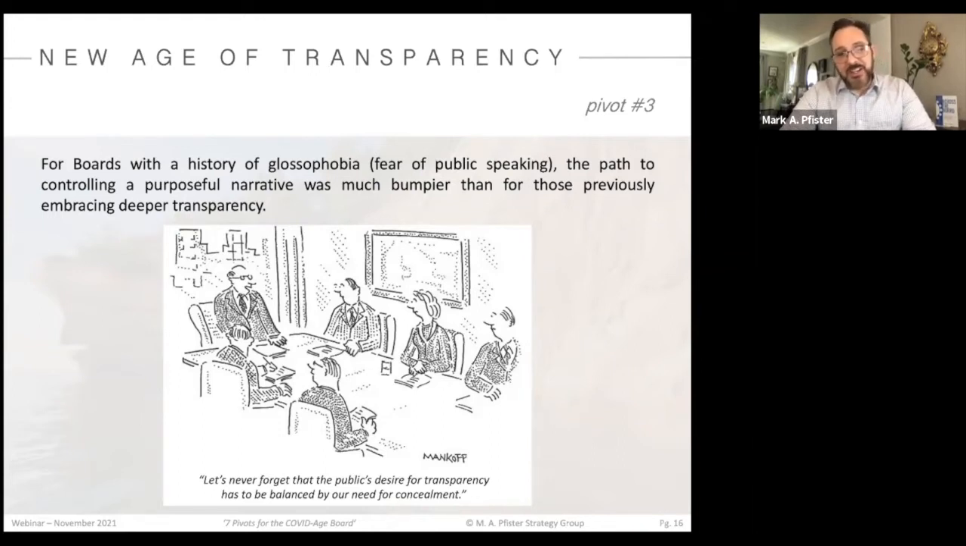Favorite cartoon of mine right now that you see here: let's never forget that the public's desire for transparency has to be balanced by our need for concealment. This may not have been such a joke some years ago, but today this is obviously not acceptable as it relates to boardroom operations and what the board is there to do. But we did see some of this, the bad aspect or the funny aspect of this, with the board's preparedness to guide the communication throughout the pandemic. Don't be one of those directors and don't be one of those boards is really the summary of this.